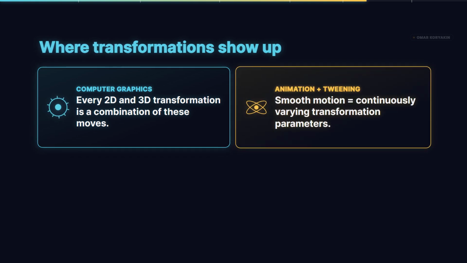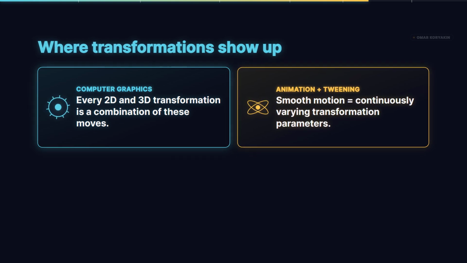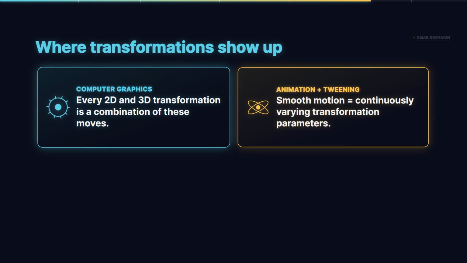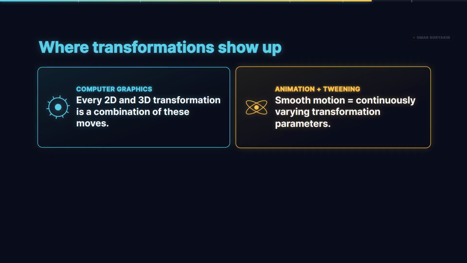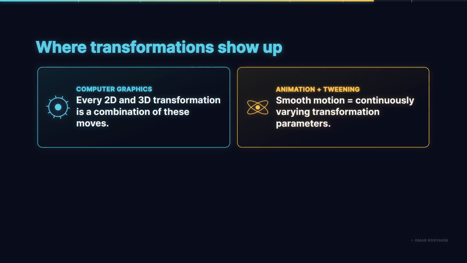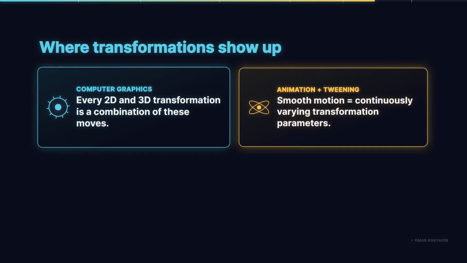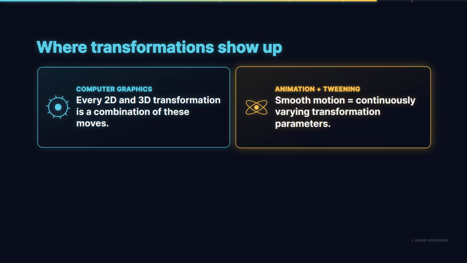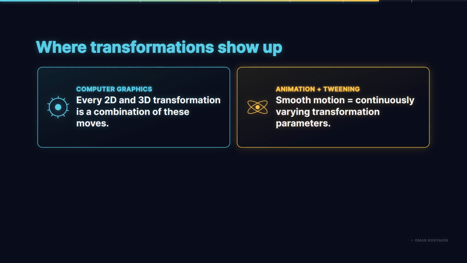In animation and tweening, smooth motion of an object across the screen is produced by continuously varying the transformation parameters between 2 keyframes. The starting position and shape are described by one set of parameters, the ending position and shape by another set, and the interpolation between them produces the smooth animation. Animation tools like Adobe After Effects and game engine animators use parameter interpolation extensively, and the underlying mathematics is function transformations applied to position and shape parameters.